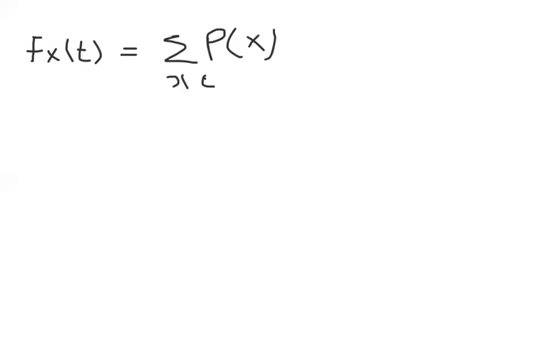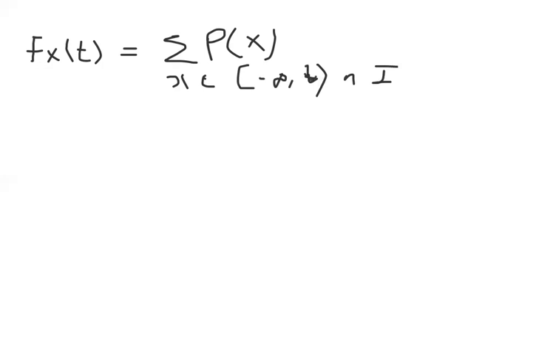And when I ask you to find the cumulative distribution, that is F of x of t, it is equal to the summation of the probabilities of x, in the case of discrete, where x ranges from negative infinity up to t, and they are all countable numbers.